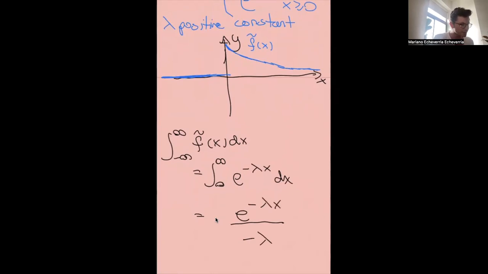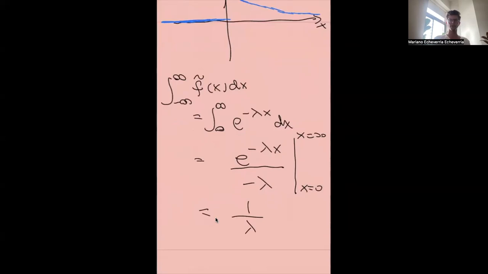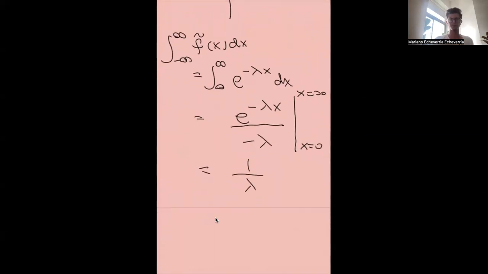Yeah, it looks fine. This has to be evaluated at x equals 0 and x equals infinity, right? So it vanishes at infinity, and at 0 it just gives you, minus minus, so you just end up getting 1 over lambda. Is that okay? So the value of this integral is 1 over lambda. So far, so good.